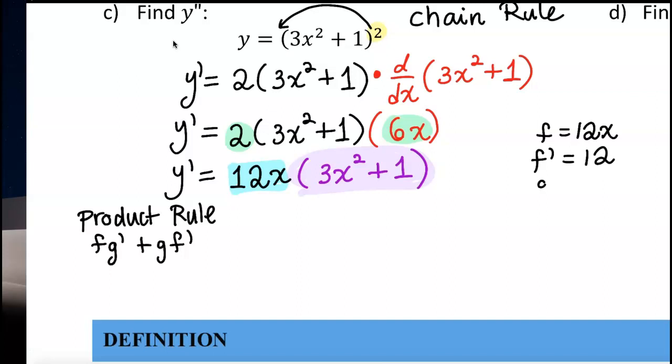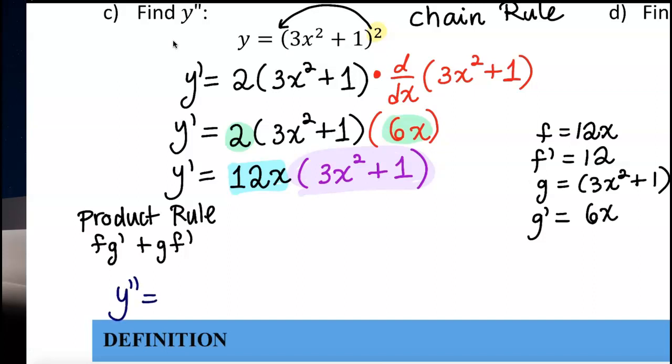The second part, called g, is 3x squared plus 1. What is the derivative of that? That's going to be 6x plus 0, so it's just going to be 6x. So these are my product rule pieces. I will use these to find the second derivative. So here comes our y double prime.